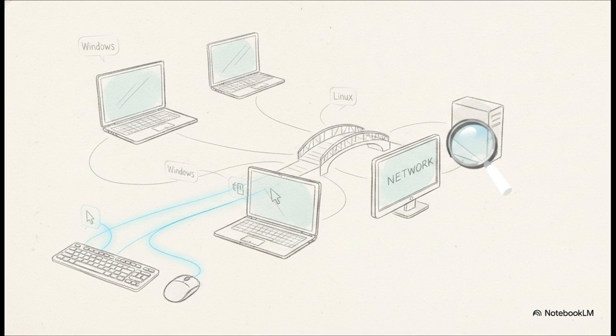So to fix this, we need a software KVM. Basically, think of it as a virtual switch that creates an invisible bridge over your network. This lets a single physical mouse and keyboard control multiple separate computers completely seamlessly. And our primary tool for this? A totally free open-source program called Barrier. No borders, no messy hardware switches, just smooth control across your entire setup.